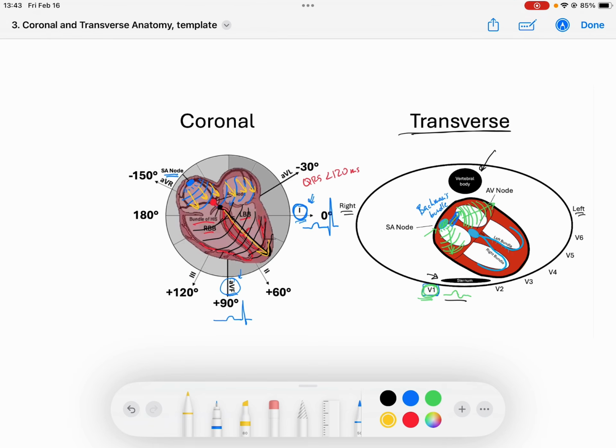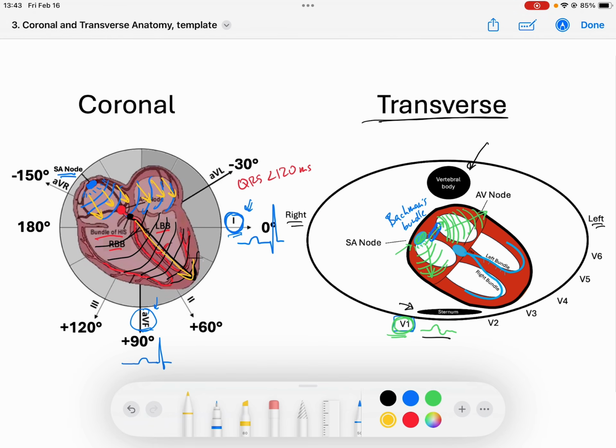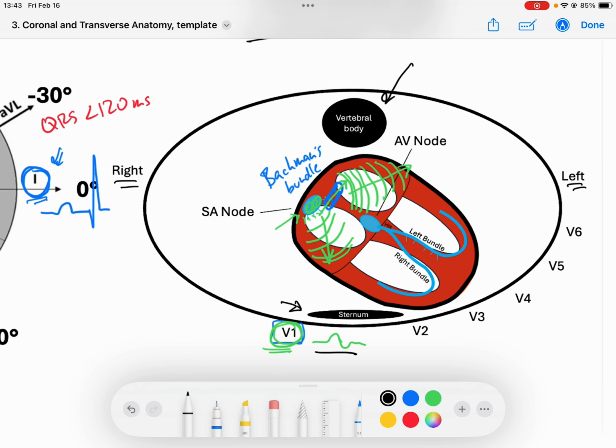Now, there's something interesting about the order of depolarization of the ventricles that I think is going to be really helpful to understand how the QRS is going to be shaped in the precordial leads, right? So our transverse leads, the precordial leads, are V1 through V6. And let's talk about what our sinus rhythm should look like in these leads.